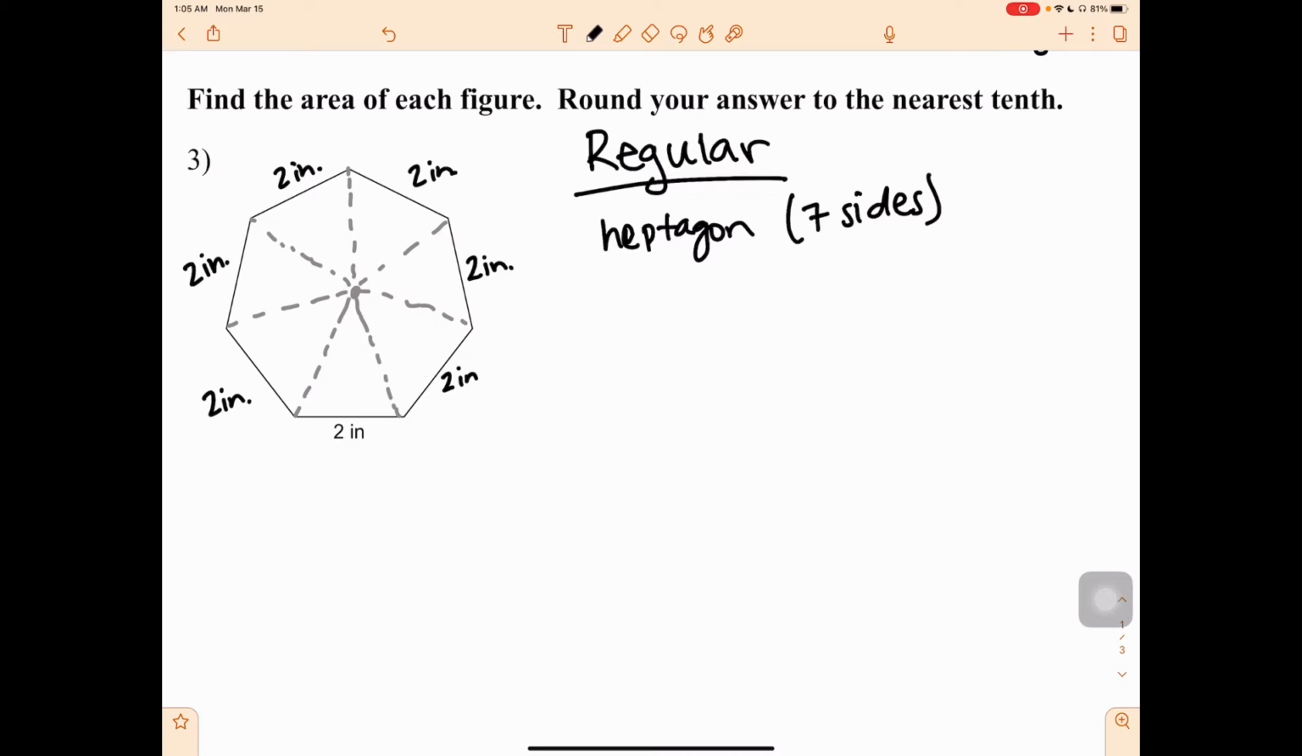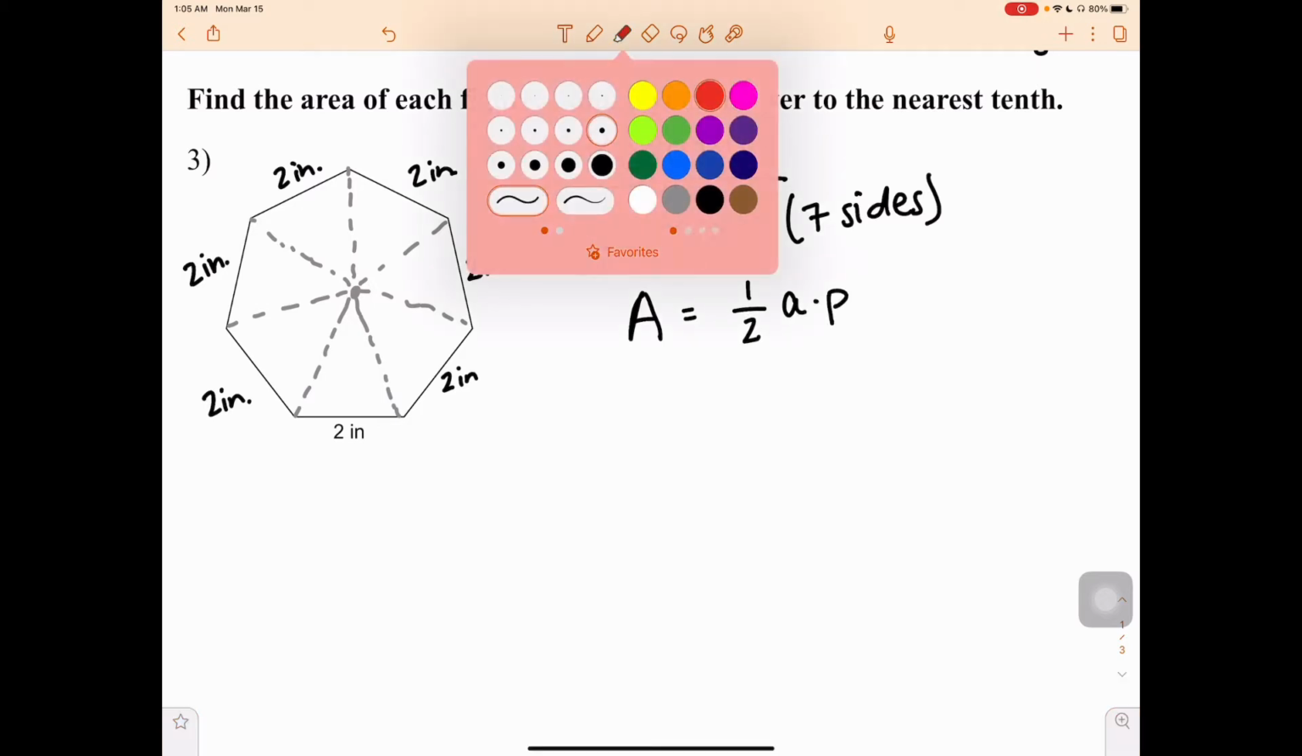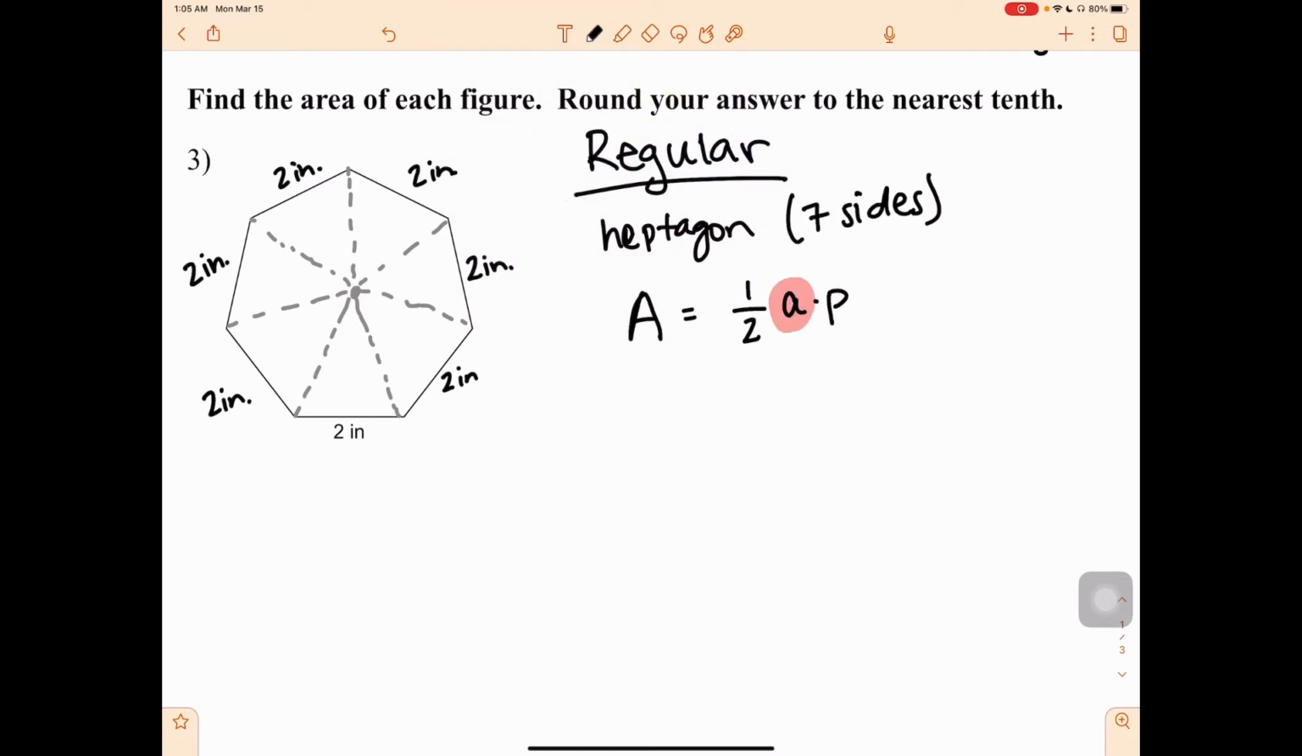So what we want to know, first of all, is that the area formula of a regular polygon is equal to 1/2 times the apothem times the perimeter. Okay, so the apothem, I'm going to show you what that is. The apothem is the measure from the center of the polygon down to the midpoint of one of its sides. That would be our apothem. And we need to find that in order to solve for the rest of this area here.